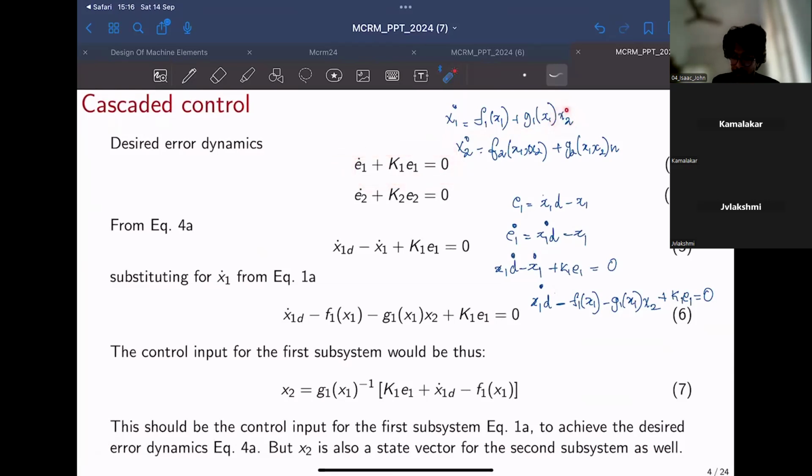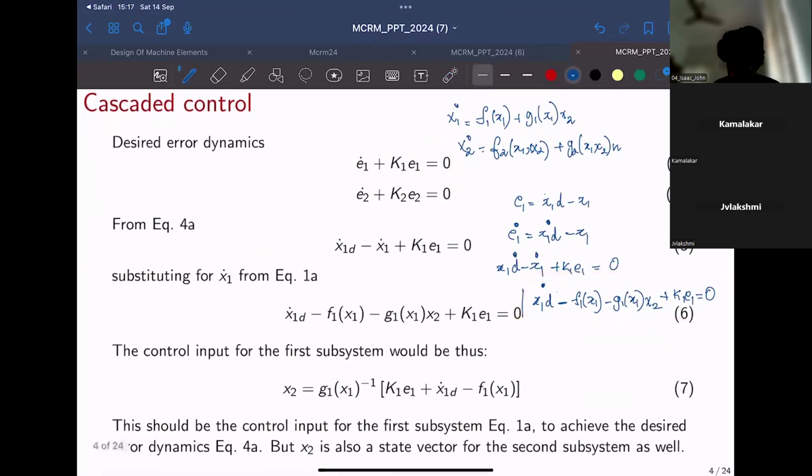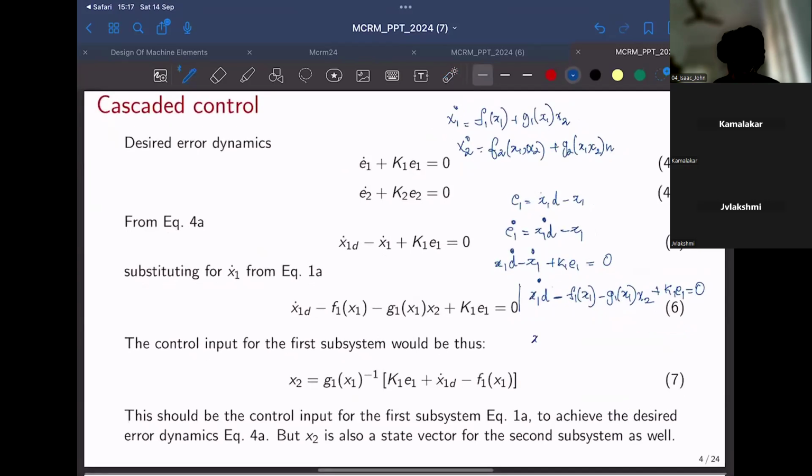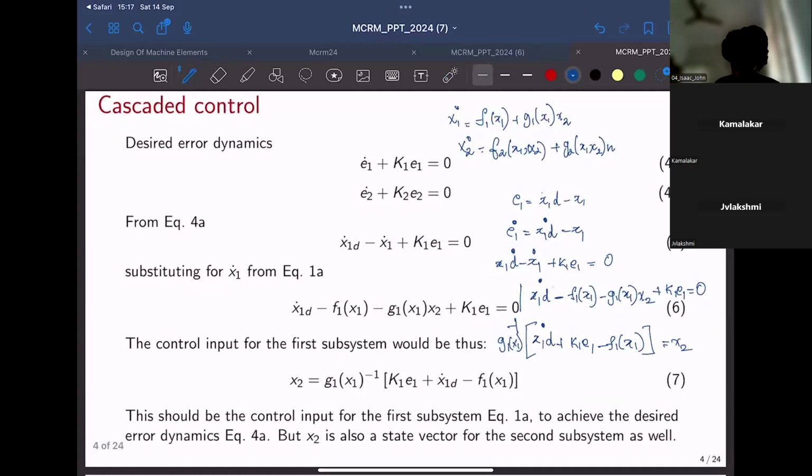So to find x2, or to find this control input x2, you simply have to rearrange this equation, right? If you rearrange that equation, you will get x2 as x1 desired dot plus k1 e1 minus f1 of x1, the whole multiplied by g1 x1 inverse. This would be your x2. Just write it over here. Like this.